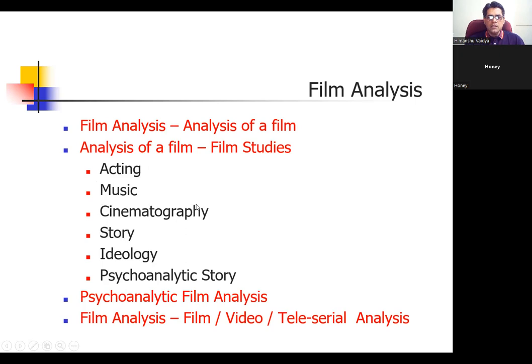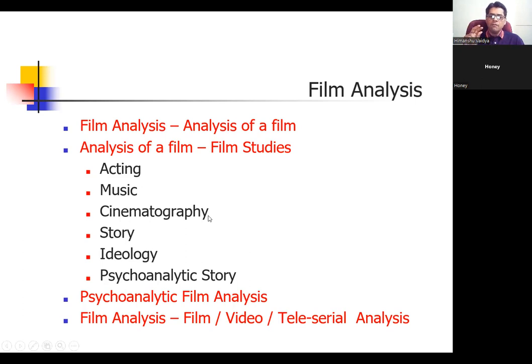And you can do analysis of a film as a standalone analysis, or you can compare two films and do a comparative analysis, or you can take a longitudinal view and do analysis of any director or actor over a decade, or take many directors and actors over a decade. Based upon the purpose of film analysis, you can do it in different ways. Today we'll focus upon taking one film and doing its film analysis.